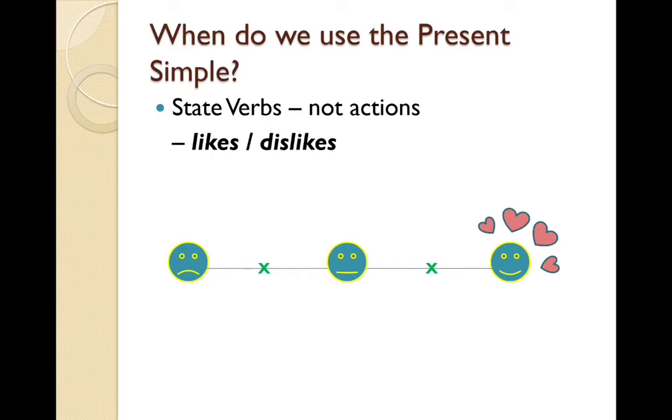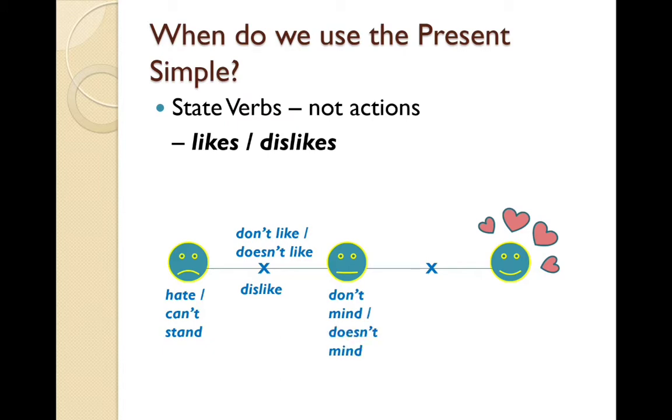So let's have a look at a scale here. Over on the far left, hate, or can't stand. Don't like, and for the third person, doesn't like or dislike. Don't mind or doesn't mind. Like or love.